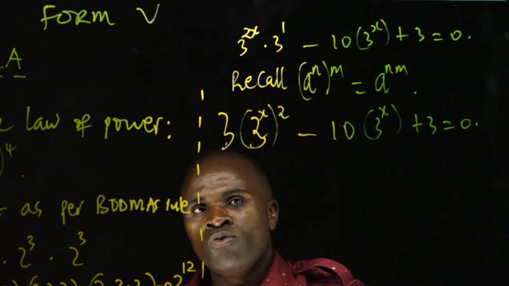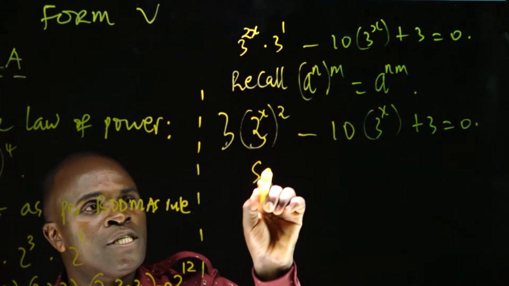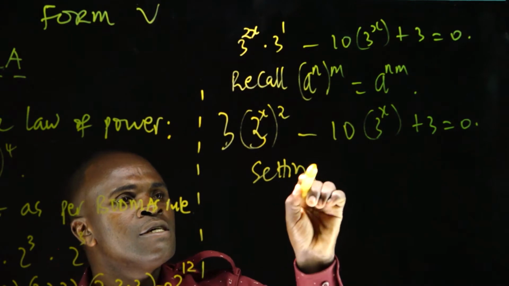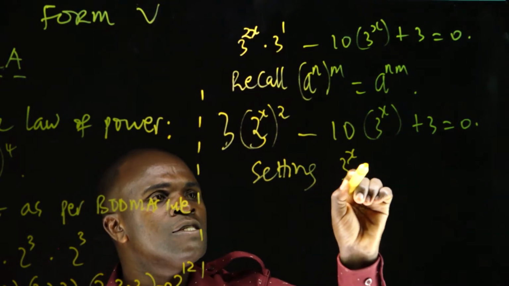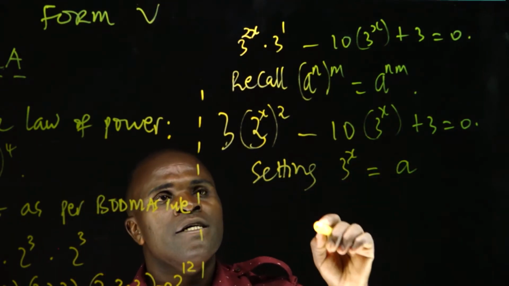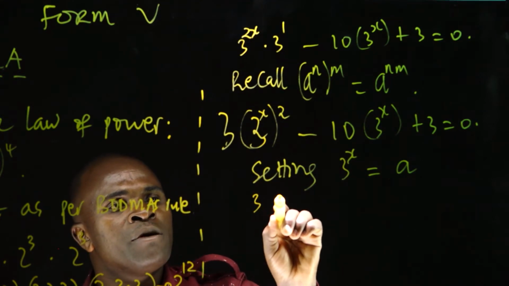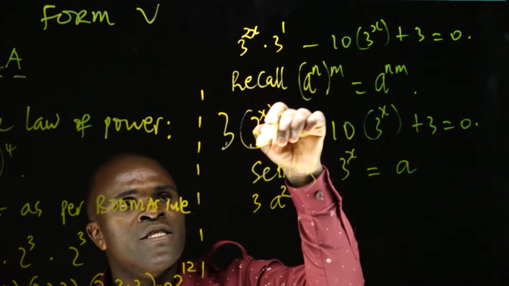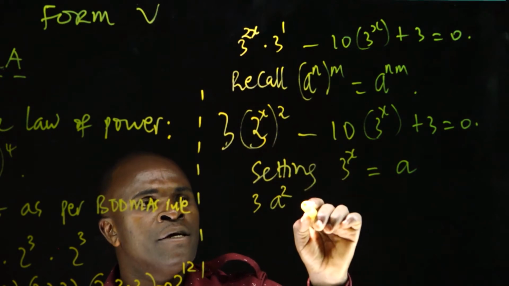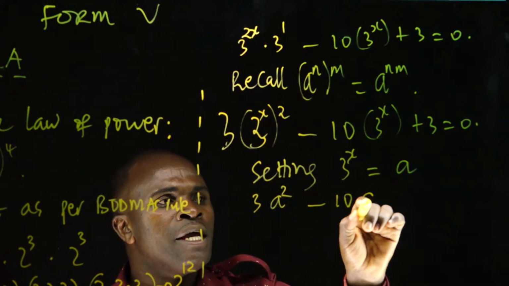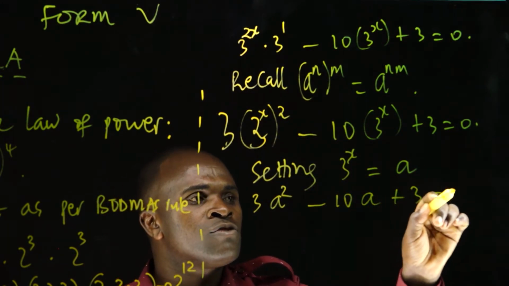With this class, we always want to make settings. So we say setting 3 power x, set it as a. We will just have 3 a square. We have made the entire expression, call it as a, minus 10 a plus 3 equals to 0.